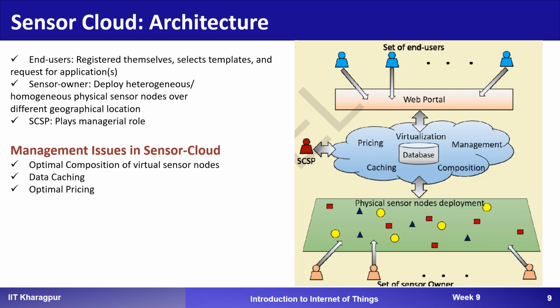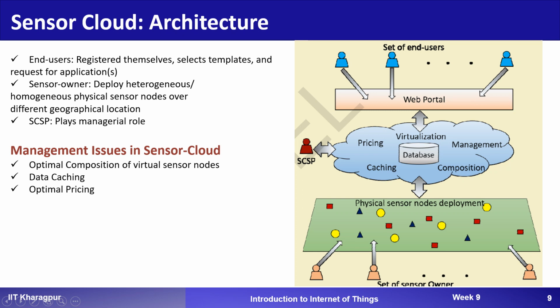Now the architecture of sensor cloud. So basically we discussed three components: the end user, sensor owners, and service provider. This is a figure showing the architecture. The first layer is of sensor owners. These sensor owners own their sensors.